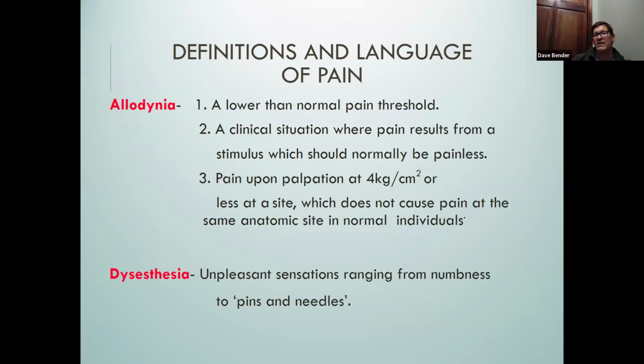Oh, definitions on pain, always fun terms. Allodynia, this is a lower than normal pain threshold. So somebody's been sensitized for a while, it's a clinical situation where pain results from a stimulus that should normally be painless. So you're touching somebody with light pressure, and their response is in disproportion to the amount of pressure. Somebody who's walking on a limb and the pain is disproportionate, without physical trauma to the tissue, than what it should be.